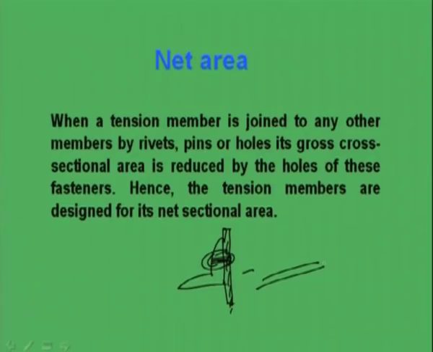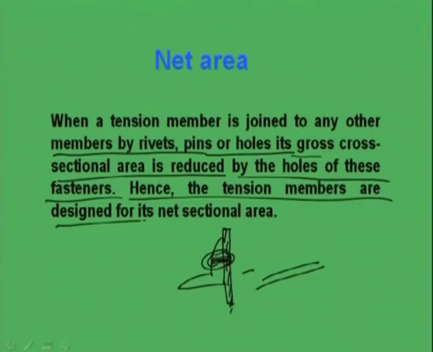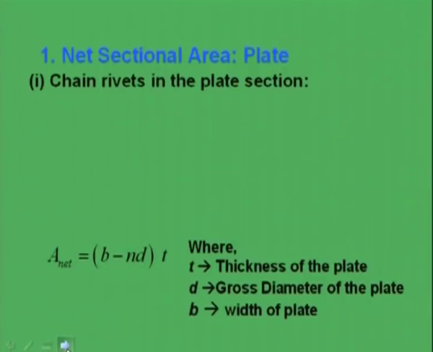Net area is going to carry the tensile force. So when the gross area is there, we have to find out the net area, and on that basis only we have to find out the tensile strength of the member. So we can say that when a tension member is joined to any other members by rivets, pins or holes, its gross cross-section area is reduced by holes of these fasteners. Hence the tension members are designed for the net sectional area, not the gross sectional area. So let us calculate the net sectional area.